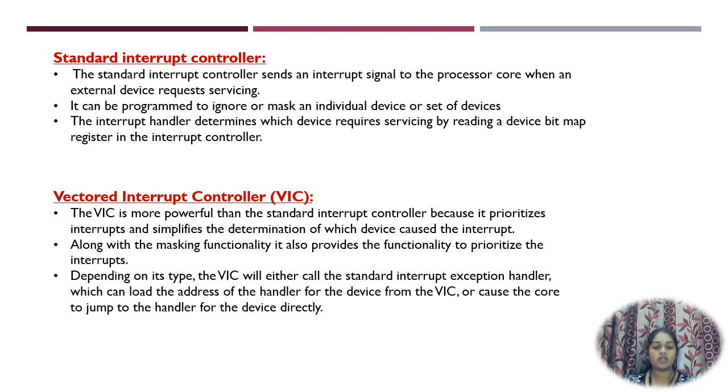Vector interrupt controller, VIC. The VIC is more powerful than the SIC because it prioritizes the interrupts and simplifies the determination of which device caused the interrupt. Along with the masking functionality, it also provides functionality to prioritize the interrupts. Depending upon the type, the VIC will either call the SIC exception handler, which can load the address of the handler for the device from the VIC, or cause the core to jump to the handler of the device directly.